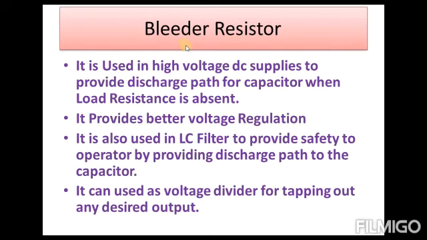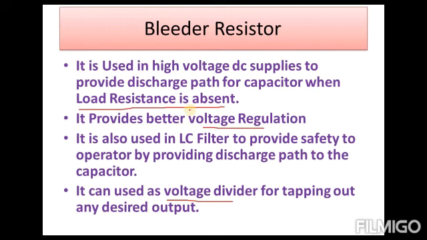It is also one of the most important concepts in analog circuits. It is generally used in high voltage DC supplies to provide discharge path for capacitor when load resistance is absent. It provides better voltage regulation. It is also used in LC filter to provide safety to operator by providing discharge paths to the capacitor. It can be used as voltage divider for tapping out any desired output.